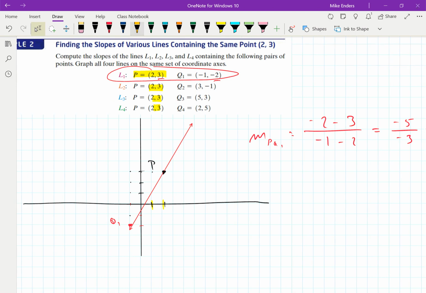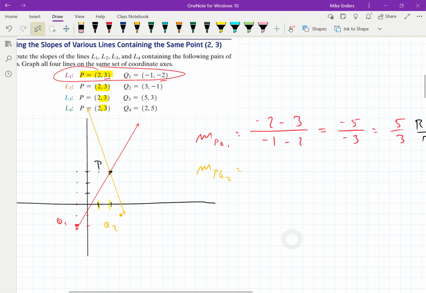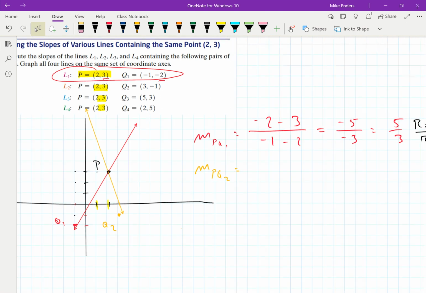Let's switch to an orange color here. Let's go through the point (3, -1). So 1, 2, 3, -1 is here. So we'll call that Q2. Let's again draw a line through these. And then let's find the slope. So P to Q sub 2. Since we have multiple slopes here, I'm still using m as the abbreviation of slope, but I'm listing which points I'm going between. So as we take a look at this one, rise over run.